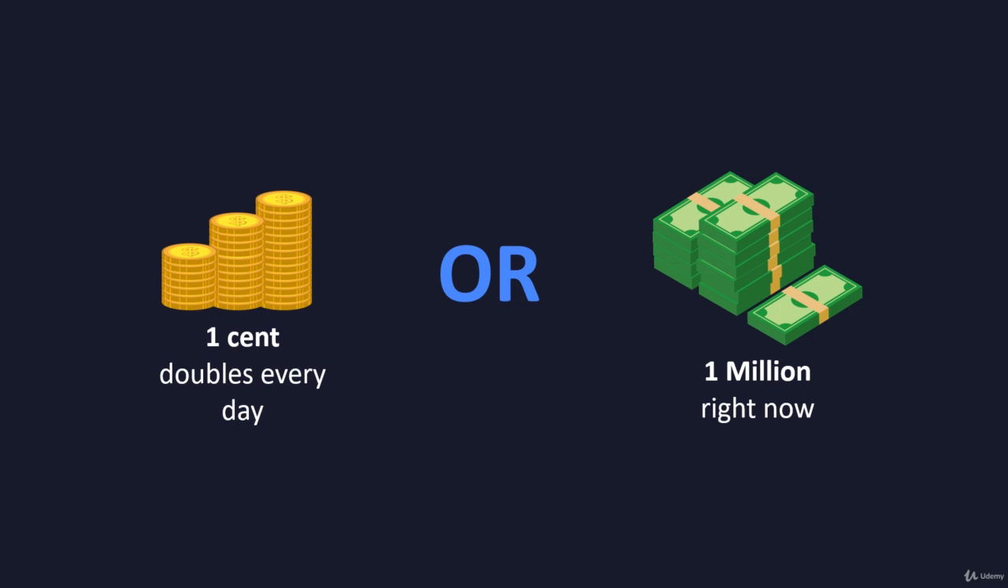So we have two options here. 1 million right now, which is a lot of money, or maybe we prefer getting just 1 cent, doubling itself, the total amount so far, for the next month, for the next 30 days. And then once this time has passed, then you can get all the money you've gathered so far.